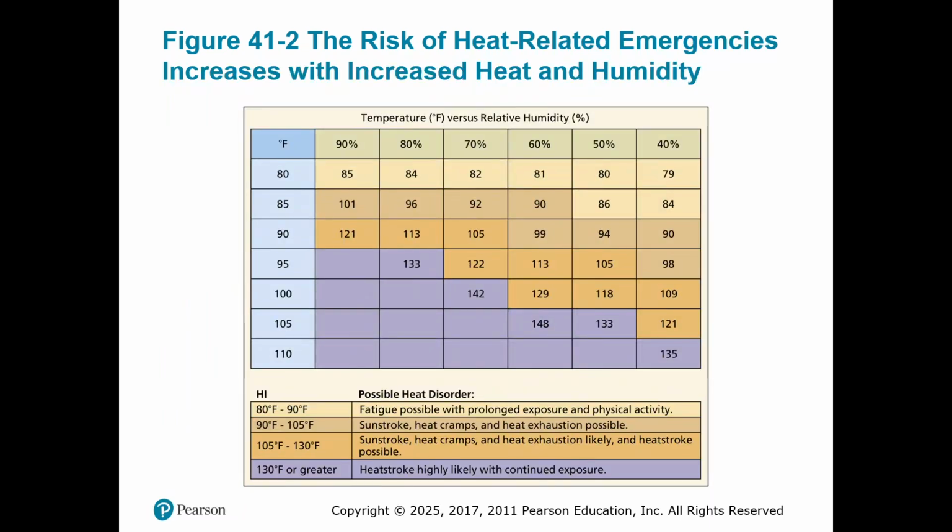This is an image of the temperature versus relative humidity, and it gives you, on the bottom here, like 80 degrees Fahrenheit to 90 fatigue, and then 90 to 105 sunstroke, and then you can read that and take a look at that.